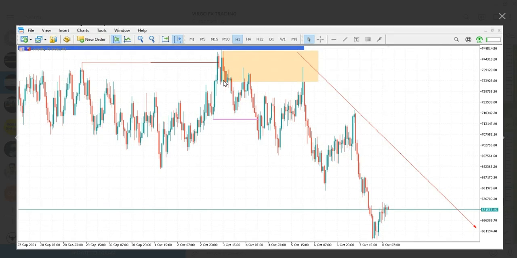Then we have the last up candle prior to the move down that broke the structure. Hence we have this high here. As we can see, it's an equal high here.